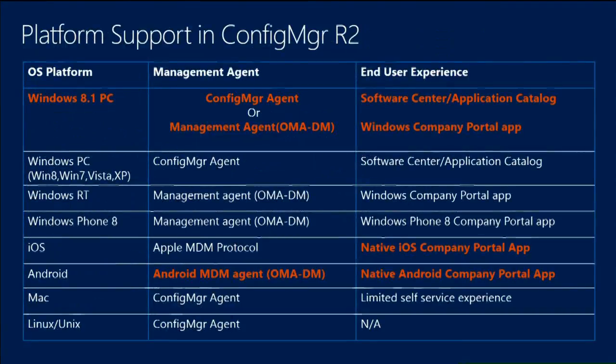So there is a platform support matrix in R2. There are a few notable changes marked here in orange red. So first thing that you will notice is now we are going to support Windows 8.1. It's a release that is going out and will be ready when it launches. So with the preview release of Windows 8.1, you can actually manage it through Configuration Manager right now with our R2 preview. So there is a story behind this.